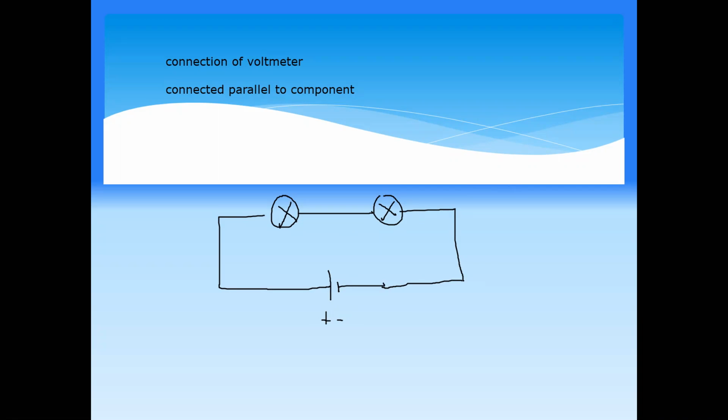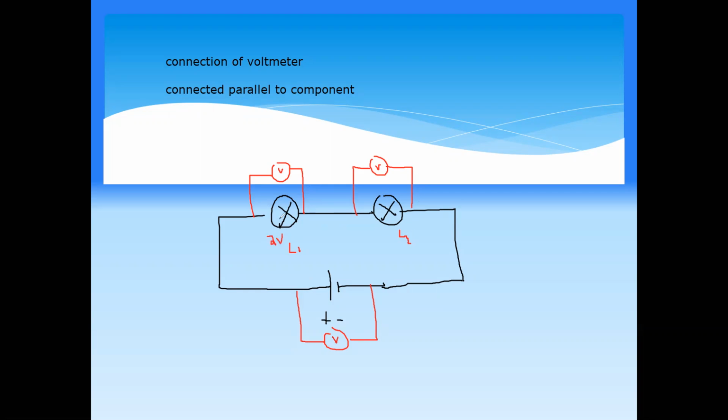For example, the current will start to flow. If I want to measure the voltage of the battery, how should I connect a voltmeter? I should connect the voltmeter in parallel to the battery. If I want to measure the voltage of lamp 1, I should connect the voltmeter parallel to lamp 1. If I want to measure the voltage of lamp 2, I should connect the voltmeter parallel to lamp 2. So voltmeters are always connected in parallel to a component, because in parallel the voltage is the same.